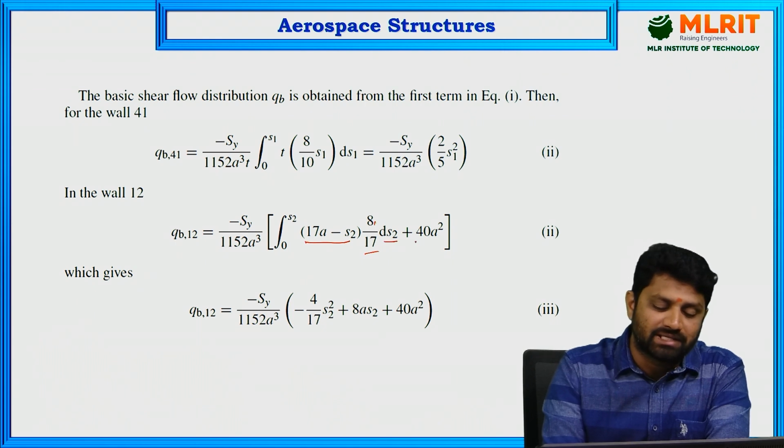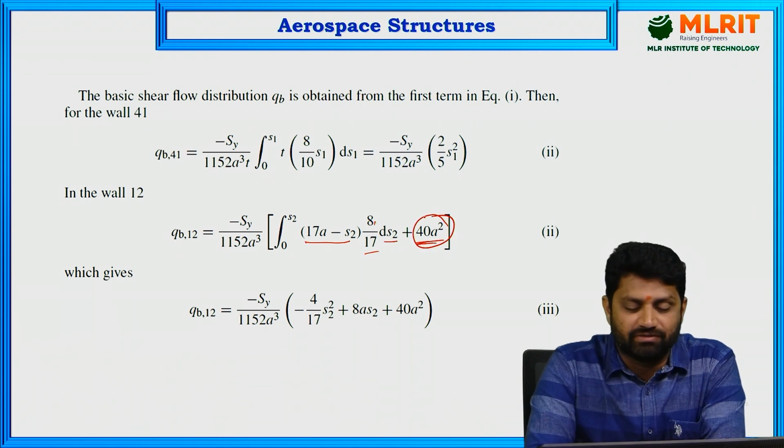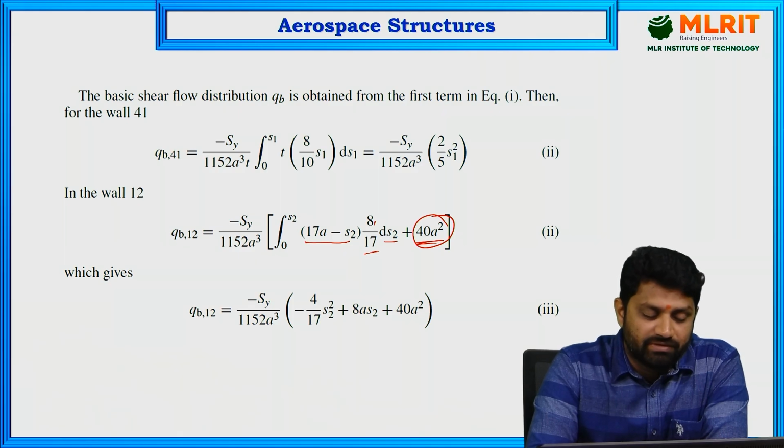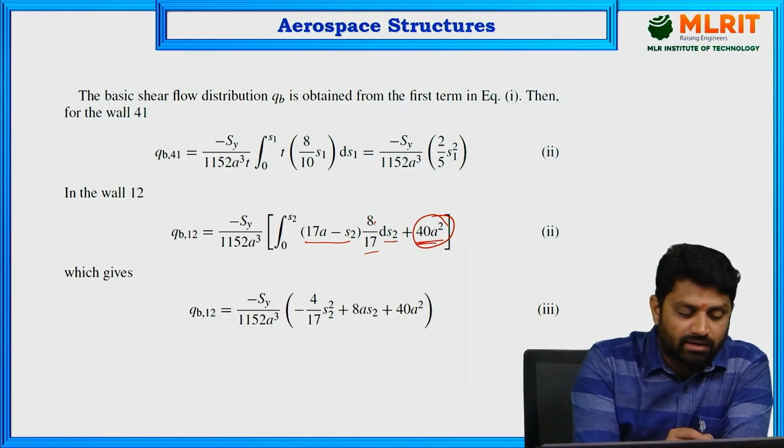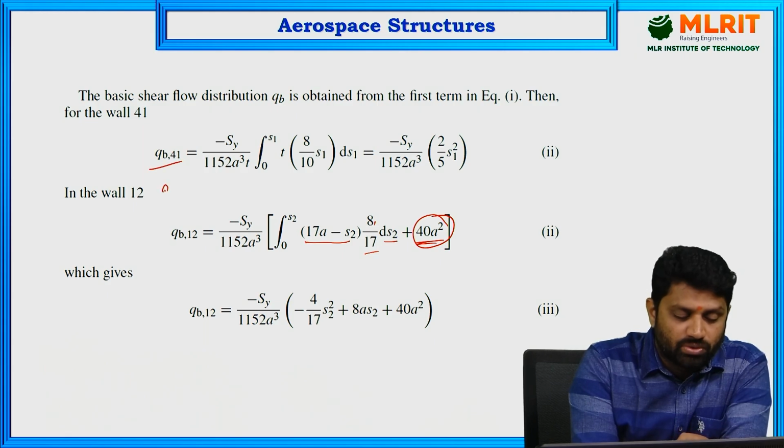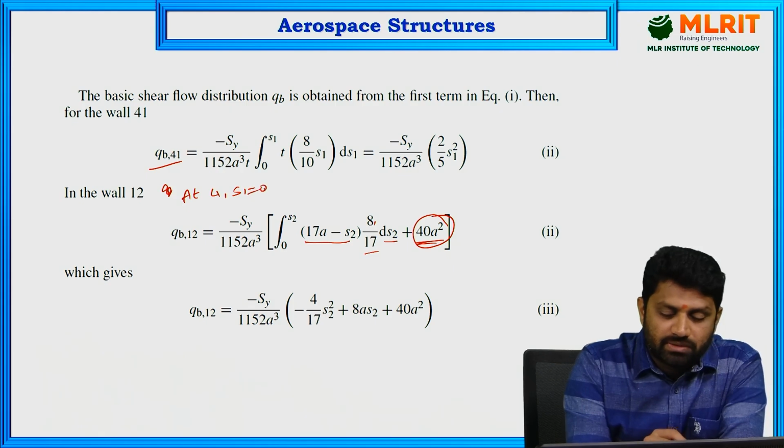Plus what is added here, 40a square. Now, from where did we get this 40a square? This we got from the previous one, which you have to calculate here, after this qb41. Like at 4, s1 equal to 0. When you substitute s1 equal to 0, you will get the starting shear flow q4 equal to 0.